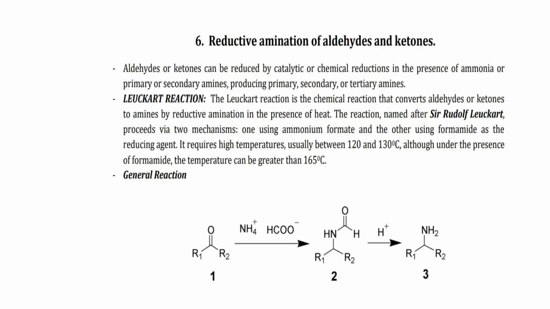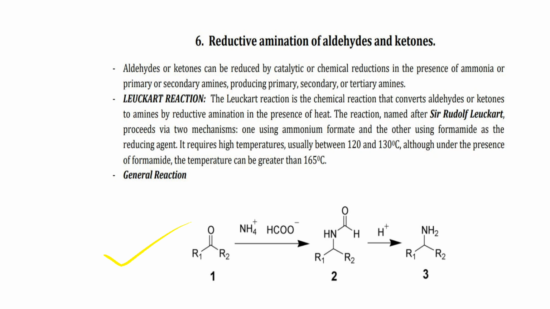Next, reductive amination of aldehyde and ketone. Aldehyde or ketone can be reduced by catalytic or chemical reduction in the presence of ammonia or a primary or secondary amine, producing primary, secondary, or tertiary amines. This is the Leuckart reaction.